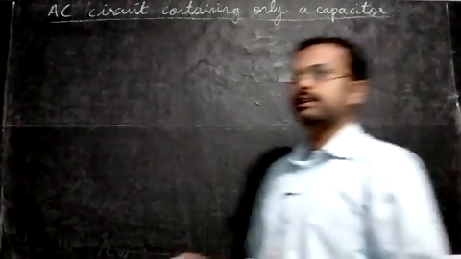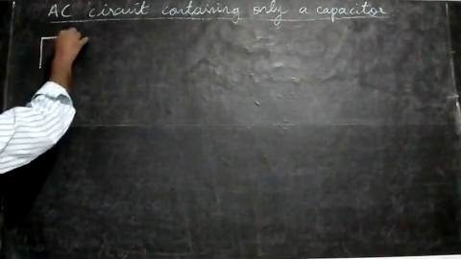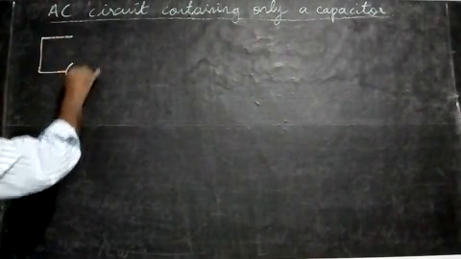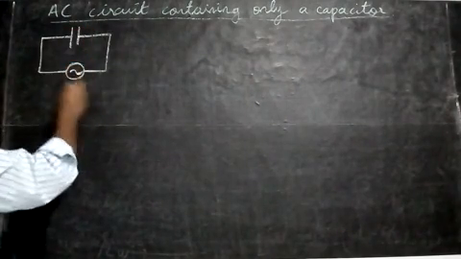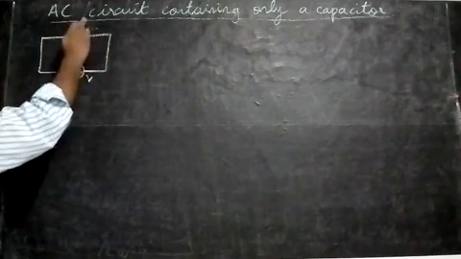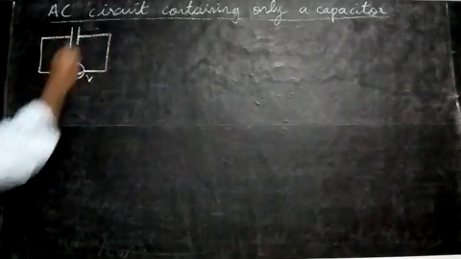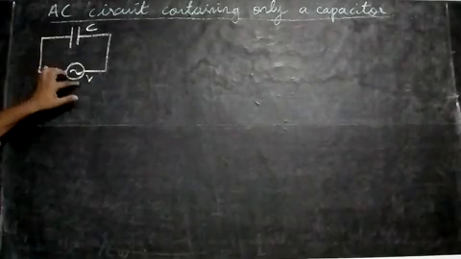Let us study an AC circuit containing only a capacitor. So we have a circuit like this. This is the AC voltage V, and this is a capacitor, that is C, here. C is a capacitor. Now let's see what's the applied voltage.